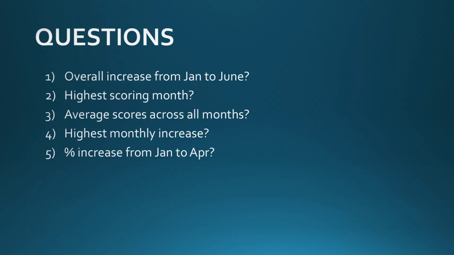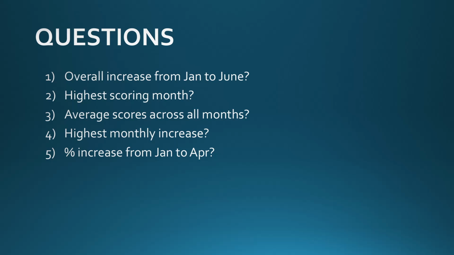So now let's look at the questions. Overall increase from January to June. It's a direct question. Highest scoring month. Again, direct question. Average scores across all months. It's a slightly calculation based question. Highest monthly increase. Again, small calculation based question. Percentage increase from January to April. Small calculation. So it's again an easy DI set. We can attempt it in the exam. So let's look at the solutions.